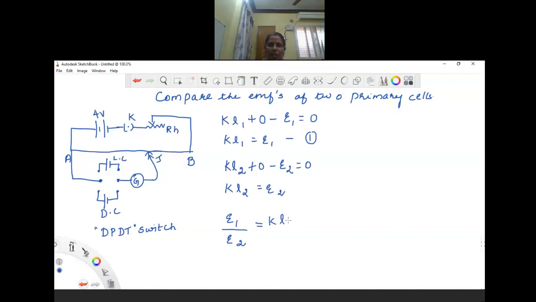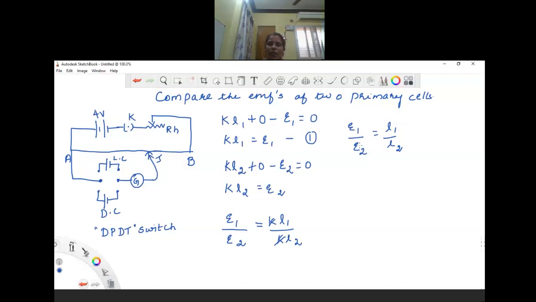K1 by K2. What is this K? K is nothing but the potential gradient. So E1 by E2 is equal to L1 by L2. By knowing the balancing length corresponding to the Leclanché cell and the Daniell cell, we can compare the EMFs of the two given primary cells.